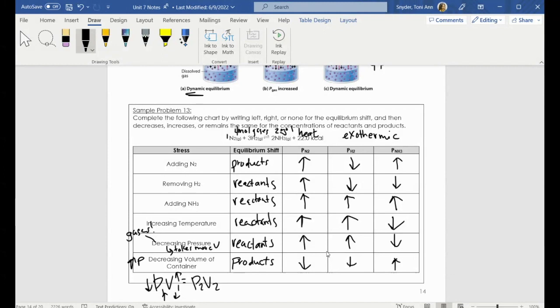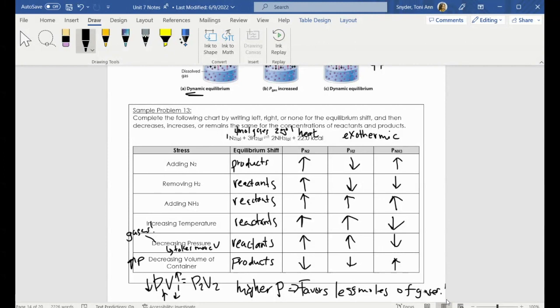Even though the ammonia particles are larger, it doesn't matter. There's less particles that are there. And the less particles there are means the lower the pressure is going to be. So lower pressure, or we'll say higher pressure, higher P, always favors less moles of gas.